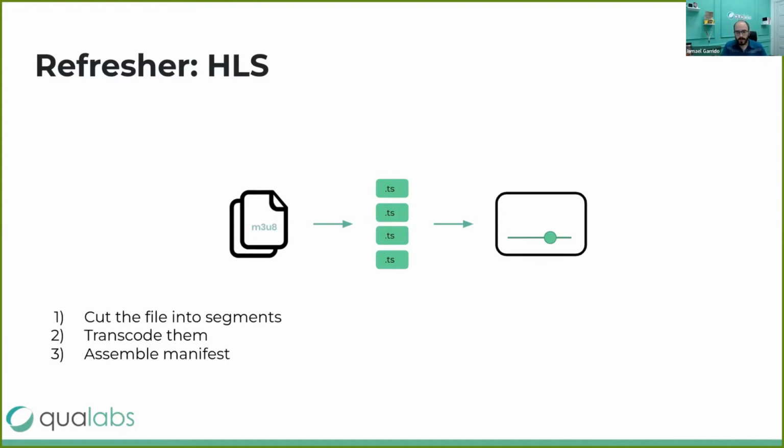How do we generate the HLS file? We just take the file and cut it into segments, transcode those segments, and then we assemble the manifest. Since we know how long each segment is, we have the whole list of all the segments.